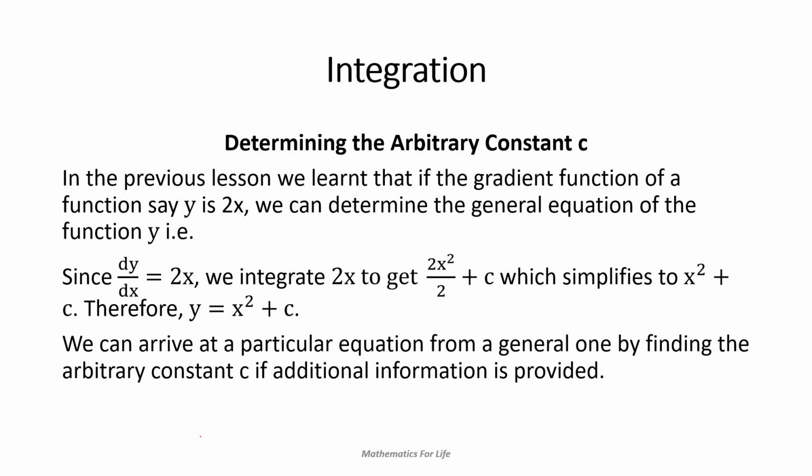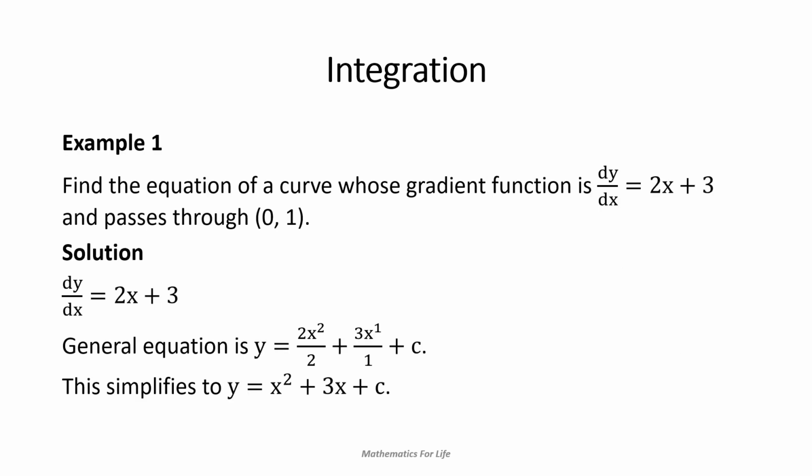Remember, the rule that we are applying is increasing the power of x by 1 and dividing by the resulting power. In this particular lesson, we'll be learning how to determine the arbitrary constant c. In general, we can arrive at a particular equation from a general one by finding the arbitrary constant c if additional information is provided. To understand how we find the arbitrary constant c, we will take a few examples, beginning with example number 1.